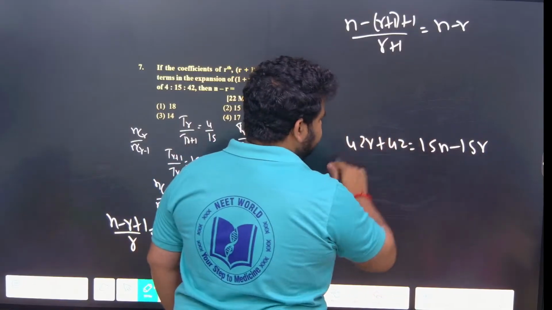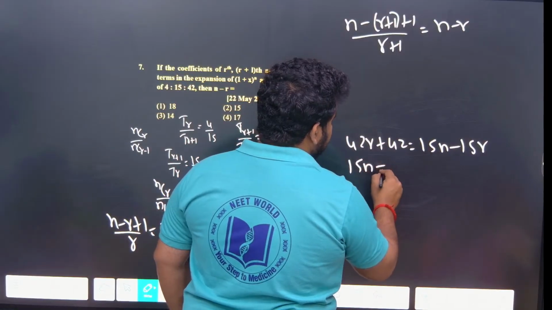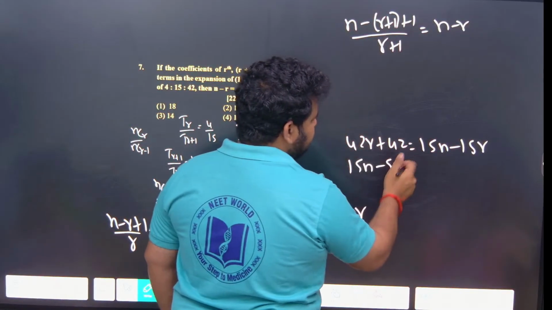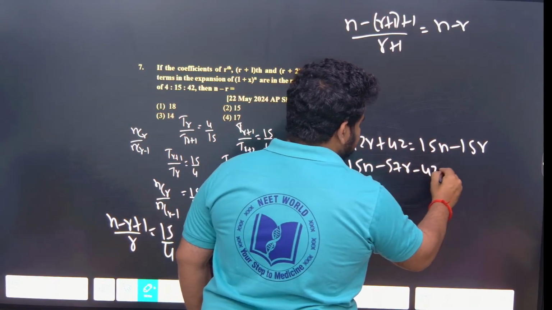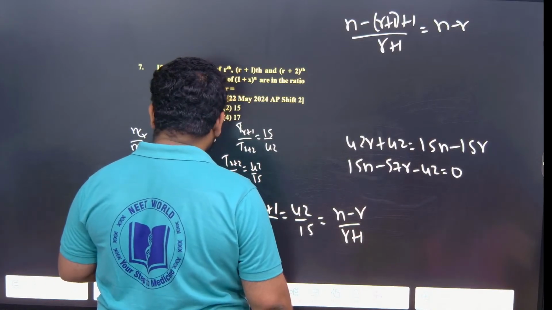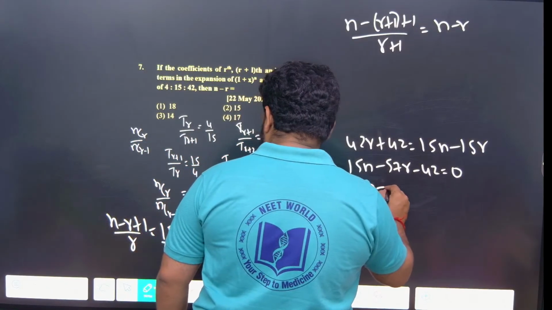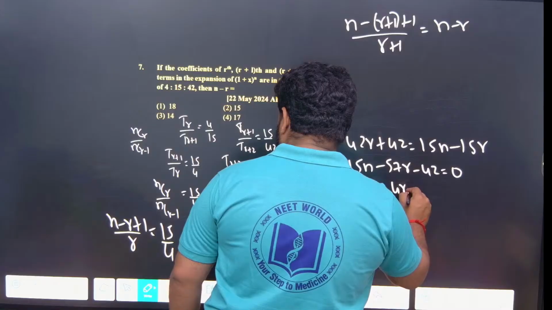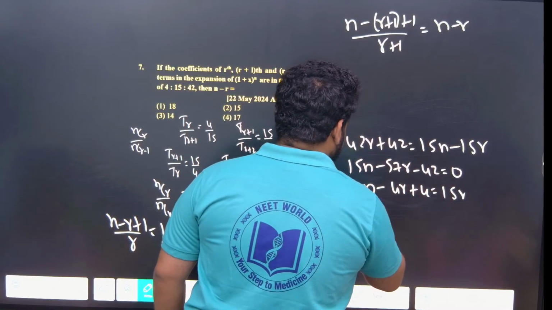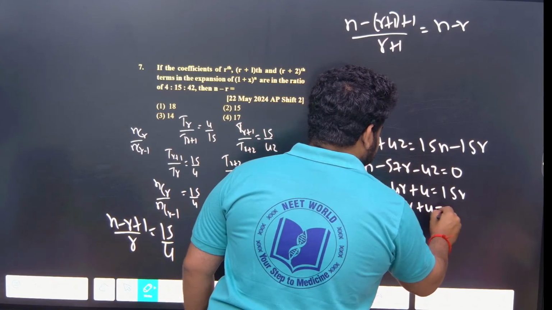Now if I bring it to this side, what will it become? 15n minus, what is this? 57r. 57r minus 42 is equal to 0. This equation is correct. What is the first equation that we got? 4n plus 4 is equal to 19r. If I bring it this side, 4n minus 19r plus 4 is equal to 0.